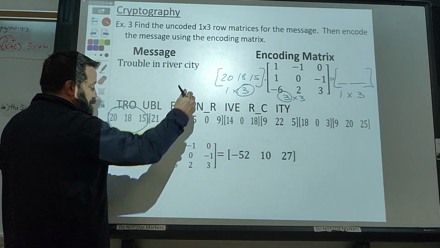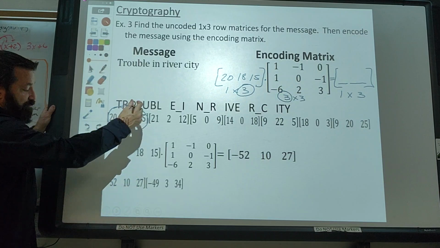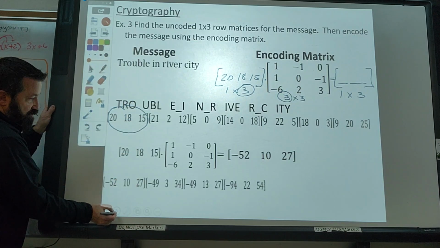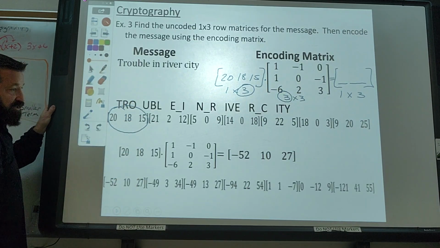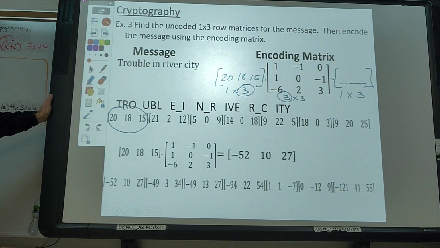And if you continue to do that, take this chunk and multiply it by that. Take this chunk, multiply it by that. This would be my new message. Now, once you get the message like this, you would then take off all the brackets, because you don't want to let anybody that's intercepting your message know how you're coding it. You don't want to give any clues. So it would just be this long string of numbers that you would send as your message. The person at the other end would know what matrix you used to code it, and they would be able to then use the inverse to decode it.